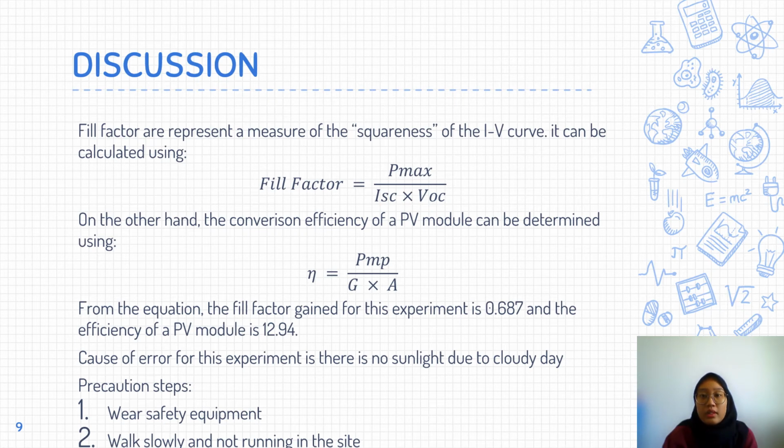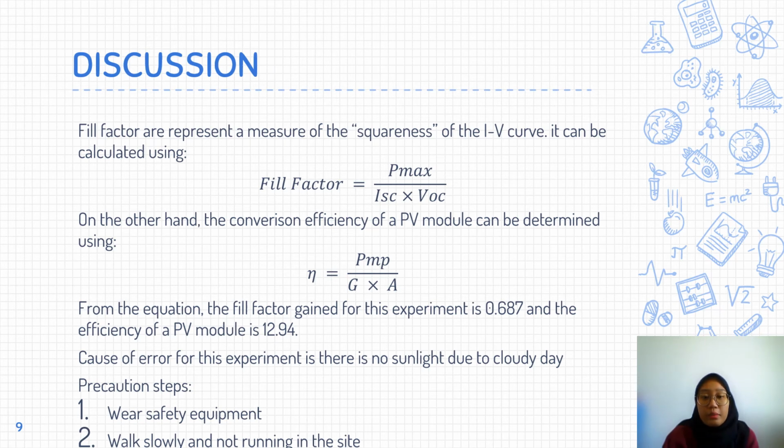There are 5 points at both curves which are used to characterize the electrical performance of the solar cell, known as PV module. The 5 points are PMP, which is maximum power, VOC, open circuit voltage, VMP, voltage at maximum power, ISC, short circuit current, and IMP, current at maximum power.